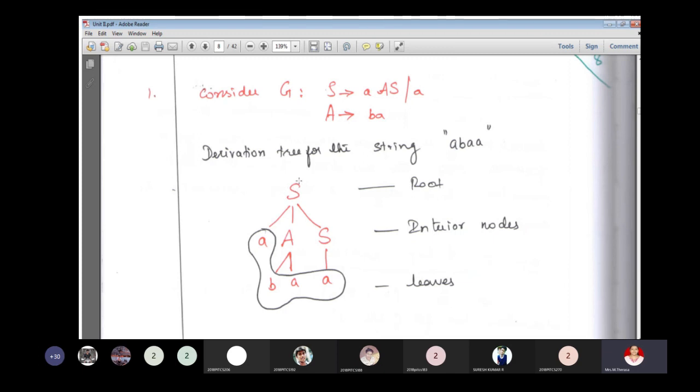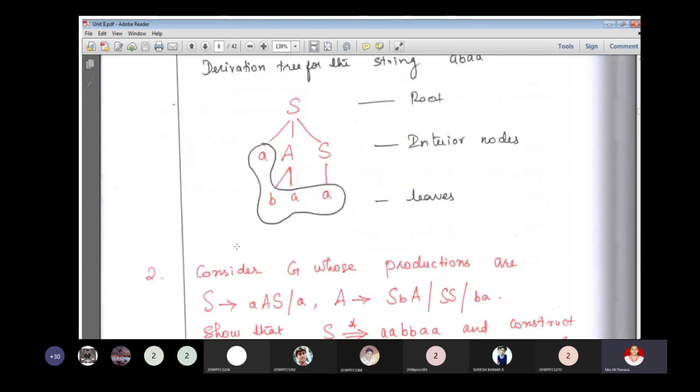So look at here. The root node is S. Always the start symbol should be given in the root node. The root should be labeled with the start symbol. So what are the interior nodes we have? A and S, capital A and S. So these are all variables. And what are the leaf nodes? This a, this b, this a, this a. So leaf nodes are nothing but the terminals. So this is the example for a derivation tree.